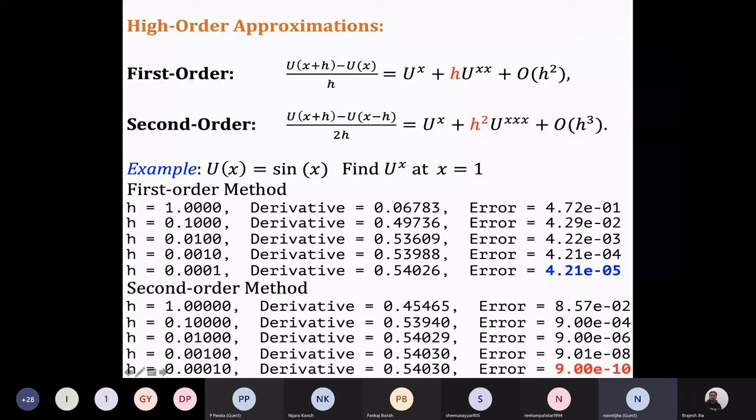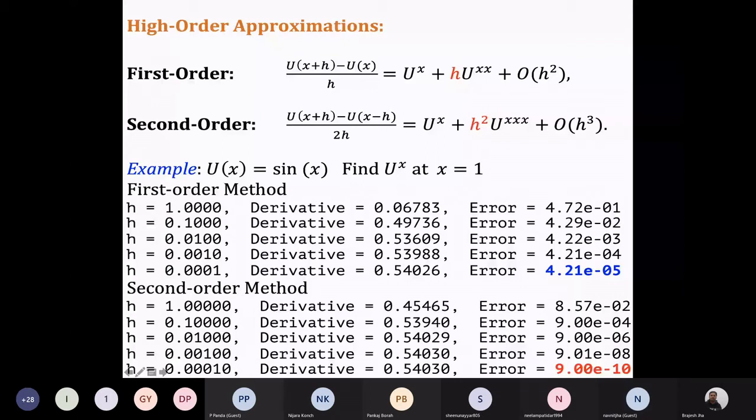For the first formula, calculate the derivative, and the difference between the exact derivative and the approximate derivative is enumerated in the last column. So here the error is coming out to be 4.72 multiplied by 10 raised to the power minus 1. So it is minus 1, minus 2, minus 3, minus 4, and the last one is coming out to be 4.21 into 10 raised to the power minus 5.